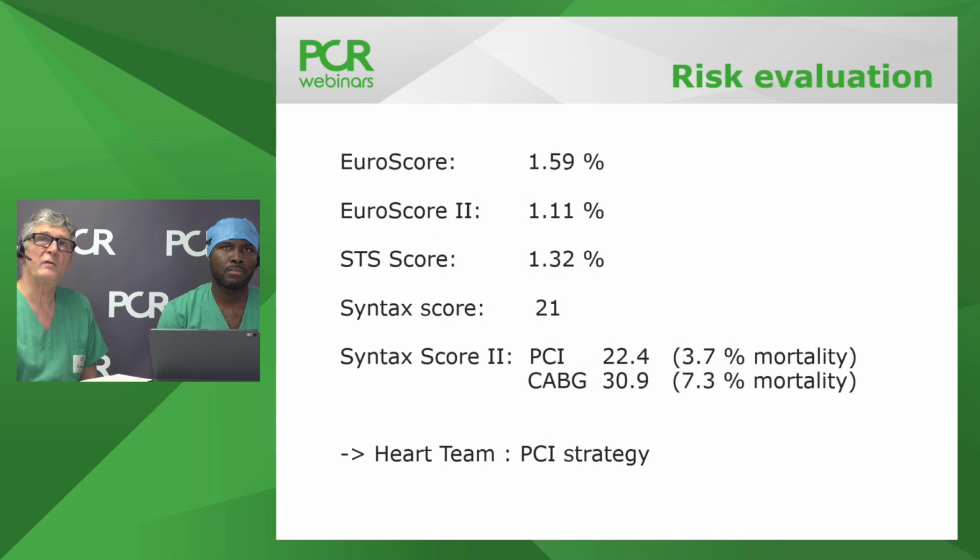So if you summarize the risk evaluation of this patient, EuroSCORE is 1.6, EuroSCORE II 1.1, STS score 1.3, and the SYNTAX score, which assesses the complexity of the lesion, is 21. If you calculate SYNTAX score 2, the risk of 4-year mortality is 3.7 for PCI and 7.3 for CABG. So according to all this data, the decision of the heart team was to do a PCI.